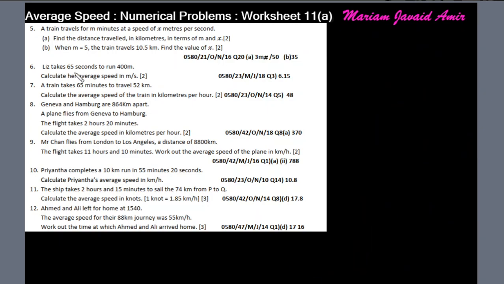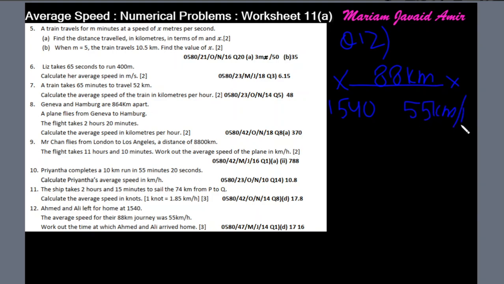Question 12. Ahmed and Ali left for home at 15:40. The average speed of their 88 kilometer journey was 55 kilometer per hour. Work out the time at which Ahmed and Ali arrive home. So they leave home at 15:40, and the distance is 88 kilometers, and the speed was 55 kilometer per hour.